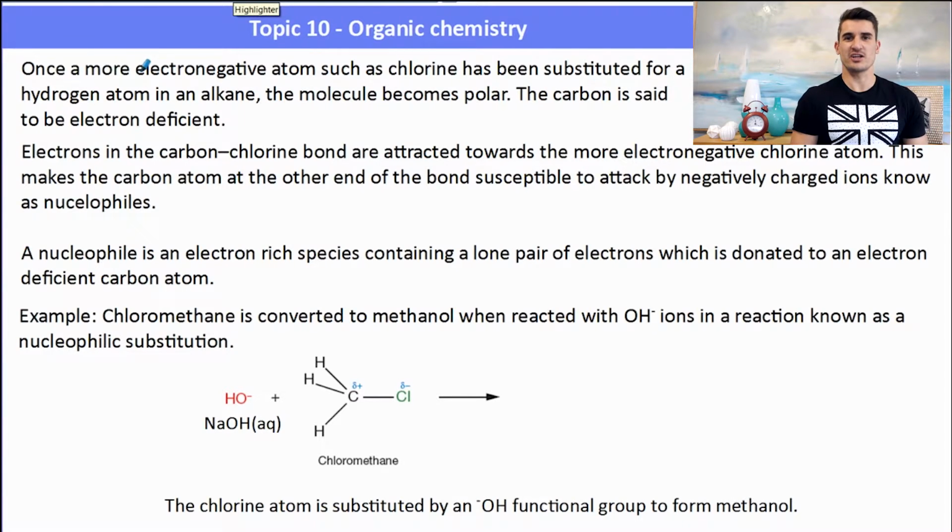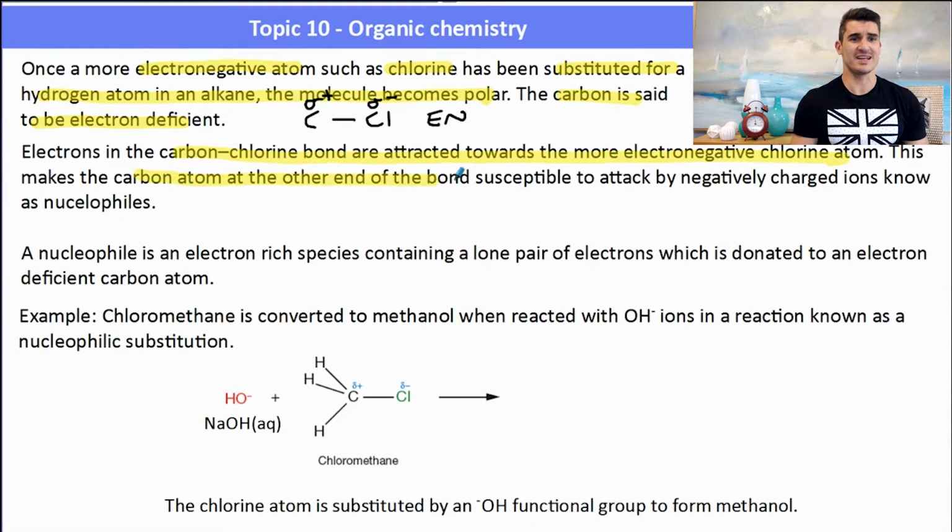So why are halogenoalkanes more reactive than alkanes? Well, once we have a more electronegative atom, such as chlorine or one of the halogens, substituted for a hydrogen, the molecule essentially becomes polar, or that bond starts to become polar at the very least. The carbon now is said to be electron deficient because the electronegativity of the halogen is drawing the electrons in that bond closer to the halogen. So it essentially has a positive end and a negative end. So that means that the carbon is able to come under attack by negatively charged ions known as nucleophiles.